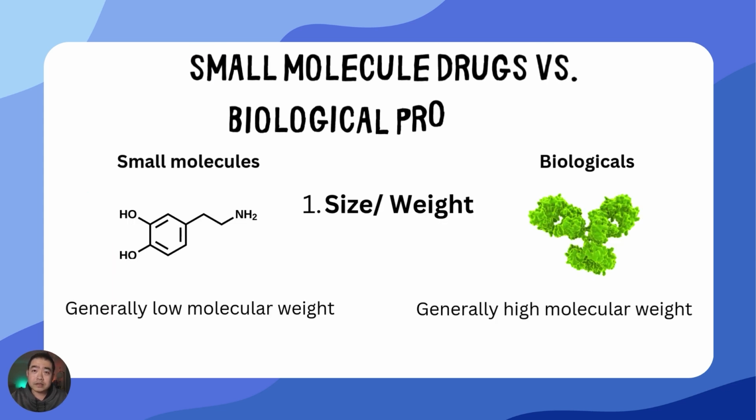Now let's look at the major differences between small molecule drugs and biological products. The first is size or weight. Small molecule drugs tend to have a low molecular weight, typically in the range of a few hundred grams per mole. In contrast, biological products generally have a high molecular weight, often measured in kilodaltons. This means we are dealing with large, complex proteins when it comes to biologics.